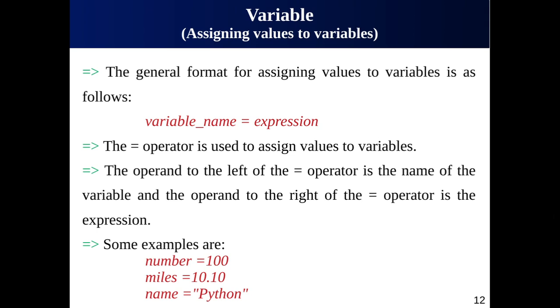Okay, once a variable is declared, you can assign different types of data, different types of values, to the variable. Here is a general syntax for assigning a value to a variable. On the left hand side, we have a variable name and then we have the assignment operator, and then on the right hand side, we have an expression. This equal sign is an example of an operator, and this is one of the most widely used operators in Python. This operator is called the assignment operator.